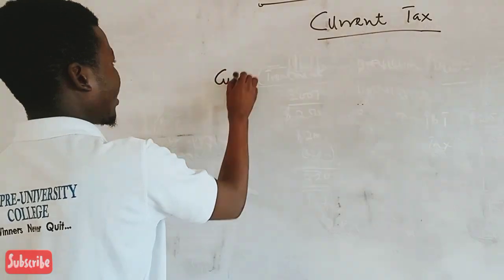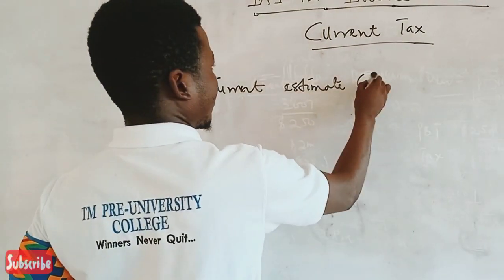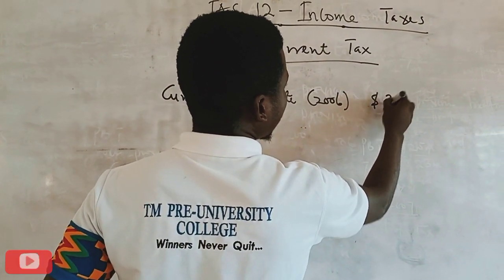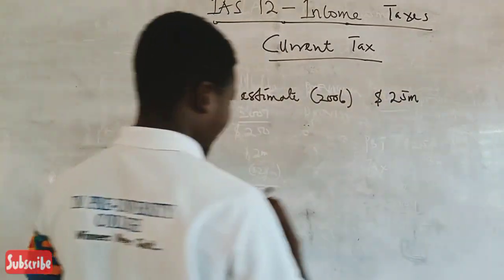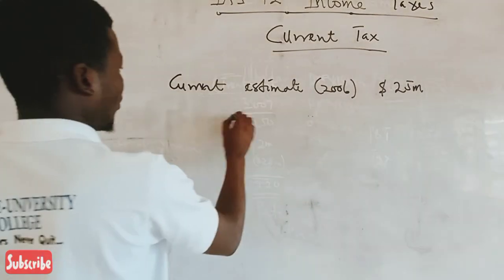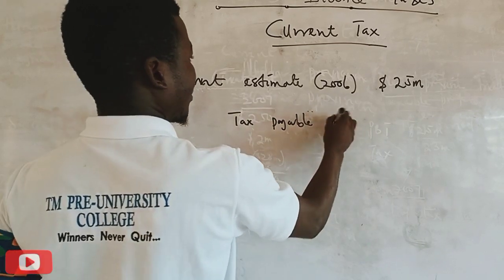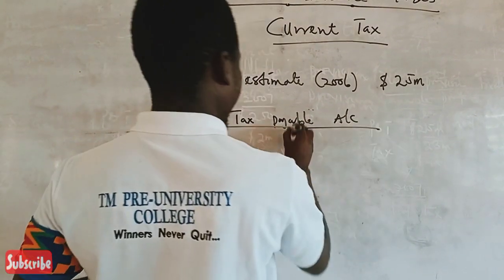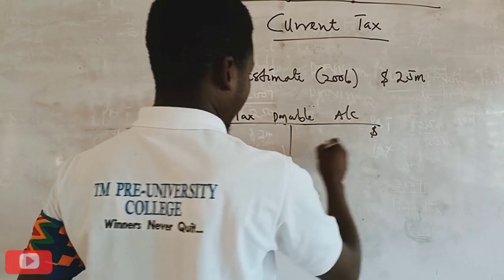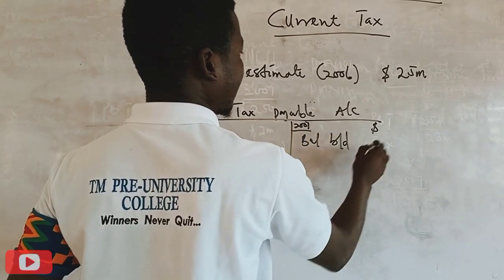So assuming our current estimate for 2006 was $25 million. So this will be an expense and at the same time a liability. So we go to our tax payable account. Then we have, so this will be 2006, which will be a balance brought down for 2007. So in 2007, we have a balance brought down because this is a liability, 25.